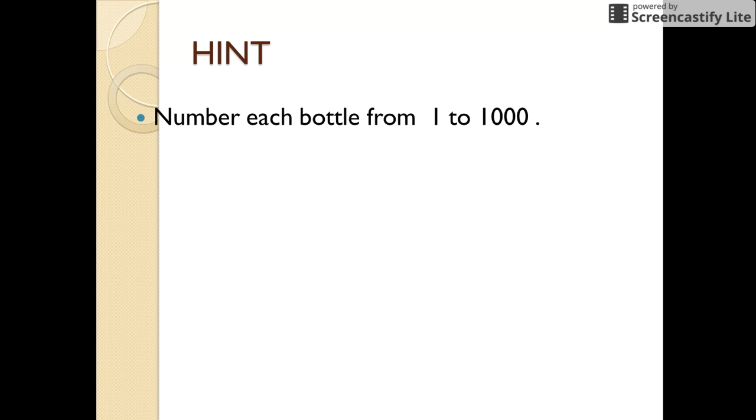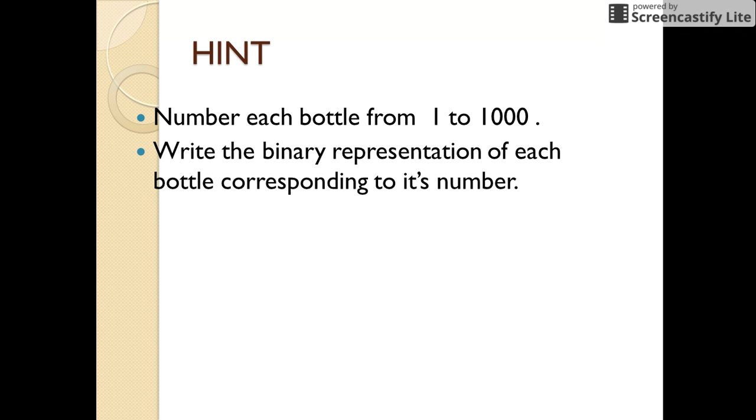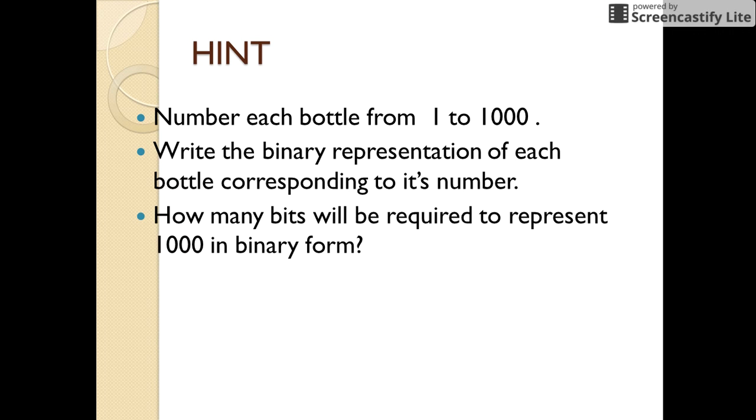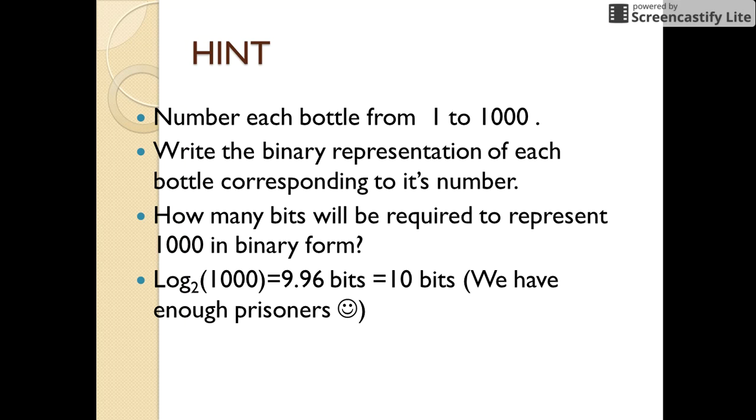The hint to the puzzle is: start numbering the bottles from 1 to 1000. Write the binary representation of each of these bottles corresponding to its number. How many bits would you require to represent 1000 in binary form? You would require log of 1000 to the base 2 bits, that is 10 bits.